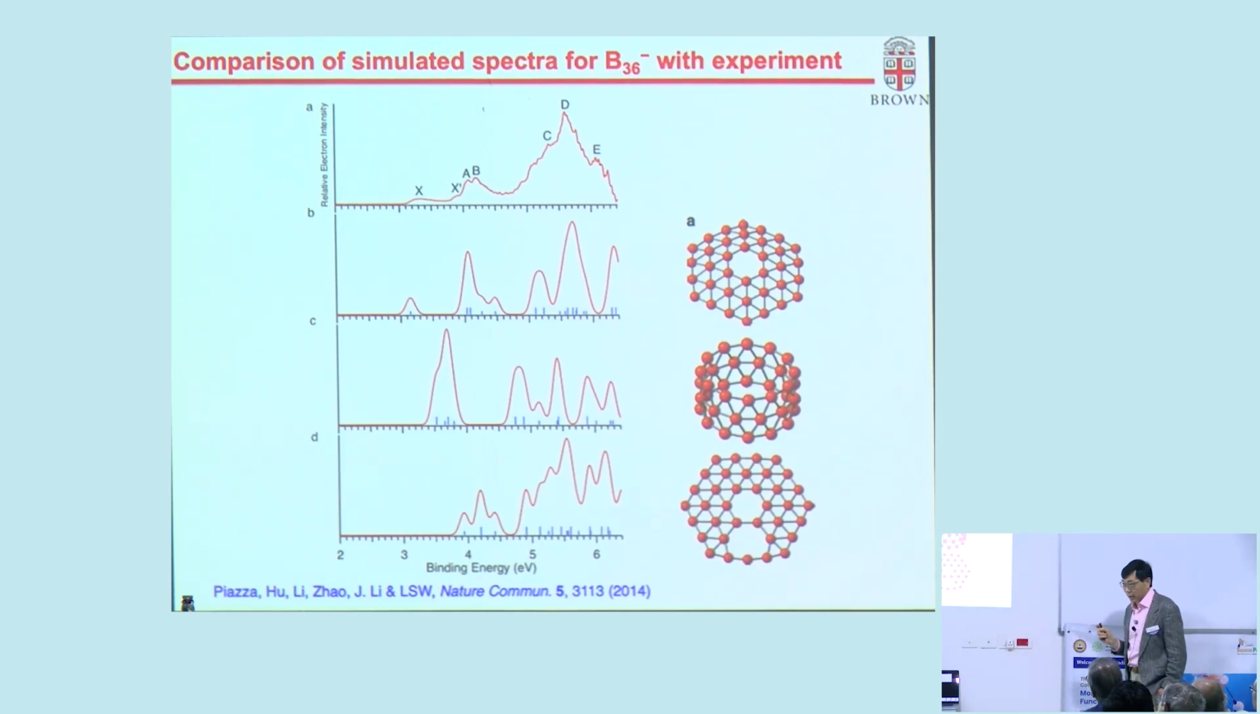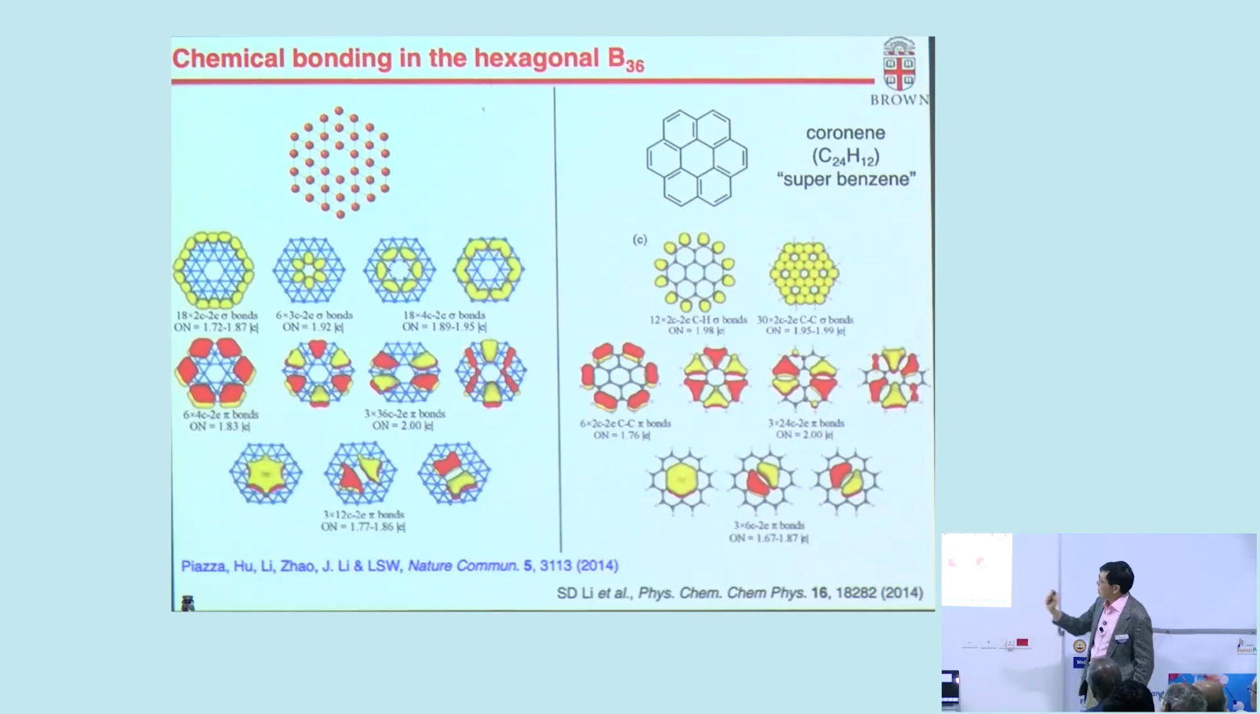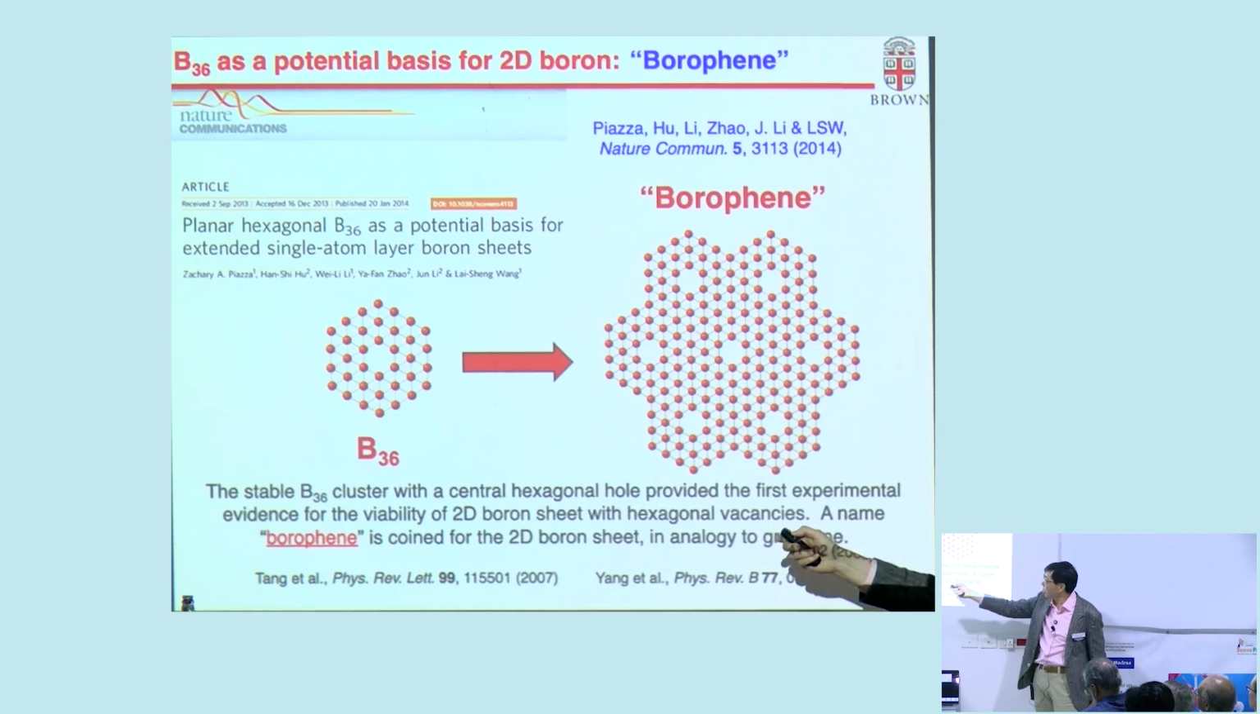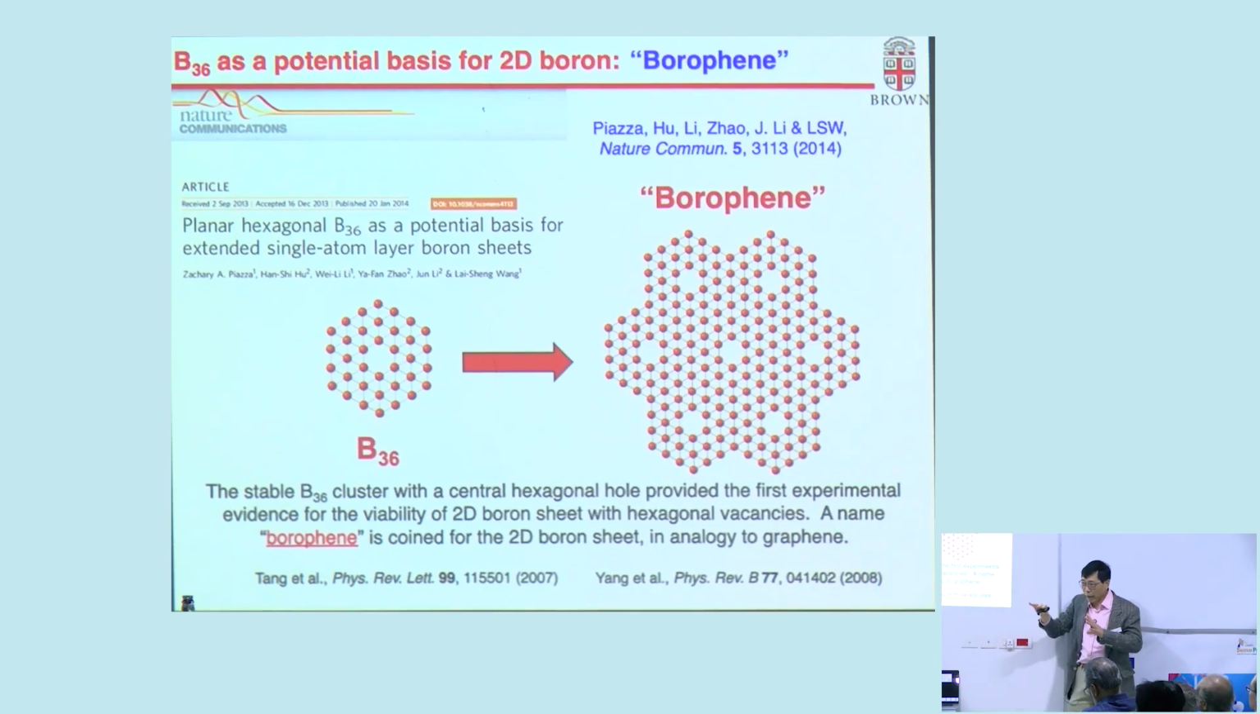This was very exciting because this is actually planar. If we analyze the chemical bond, we find that the pi bonding of this B36 is very similar to this polyaromatic hydrocarbon molecule. So now this cluster is planar. We can imagine using this as a building block, and you play a checker game, you can actually make a two-dimensional boron.